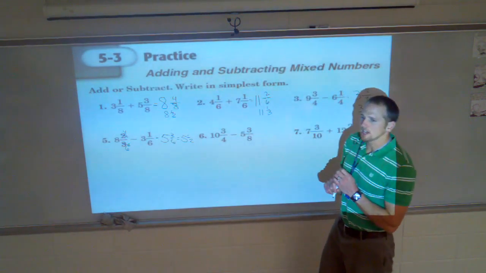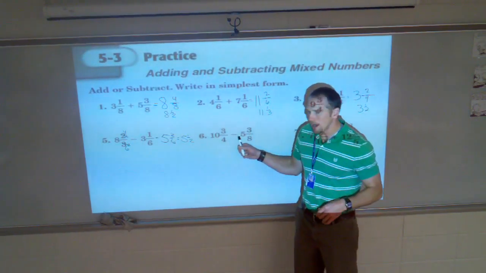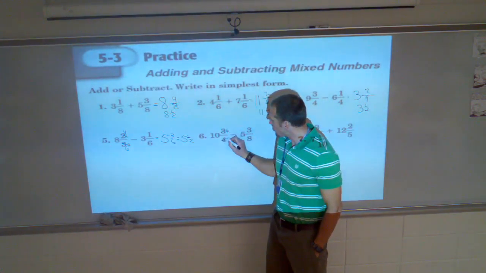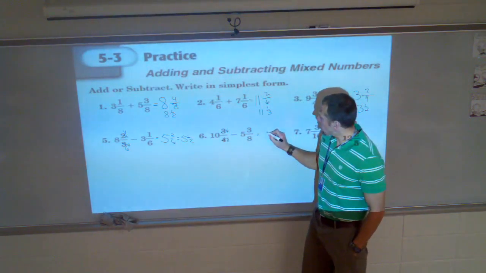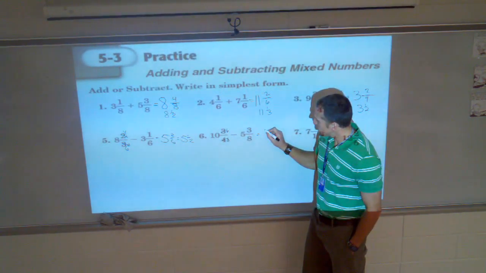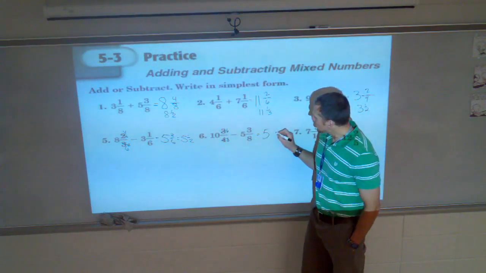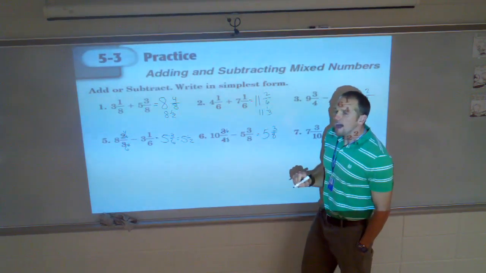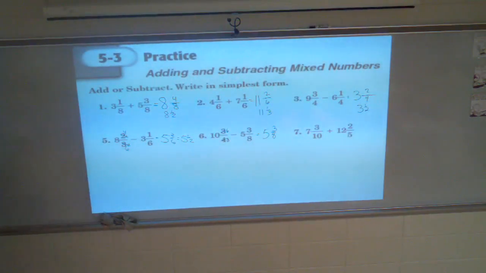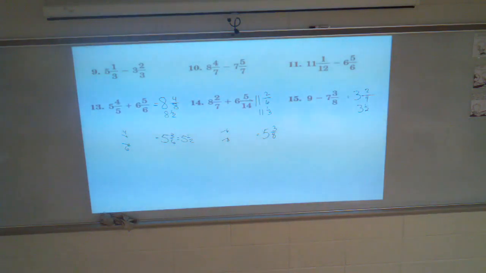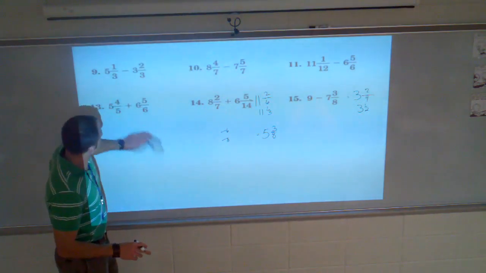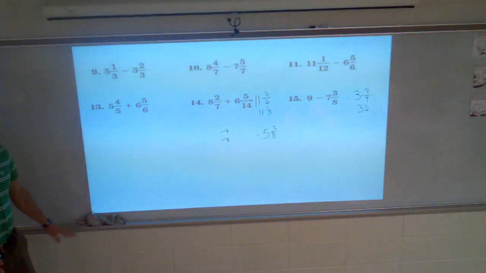Okay, Shayla, what can I multiply 4 by to get 8? 2. If I multiply this top by 2, that's 6. Bottom by 2 is 8. All right, Shayla, help me out. 10 minus 5? 5. Bottom the same, 8. Just do the top, 3. 5 and 3/8. Okay, let's look at number 13.